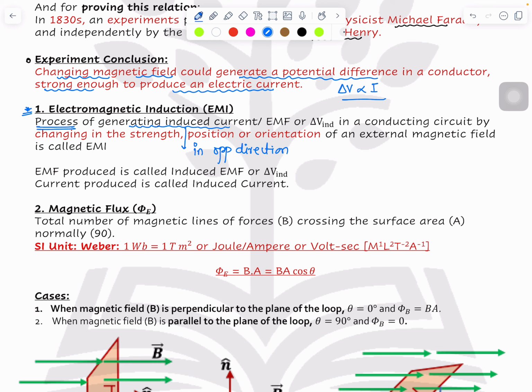there are some factors. You need to focus on this part. What are the factors? Number one, strength. Strength means magnetic field. Number two, position. In terms of position, we are changing the area. Third is orientation. Orientation means the angle, we are changing the angle theta. So if we change these three things, either magnetic field, area, or the angle theta, there is a change in the system and the current will be produced.